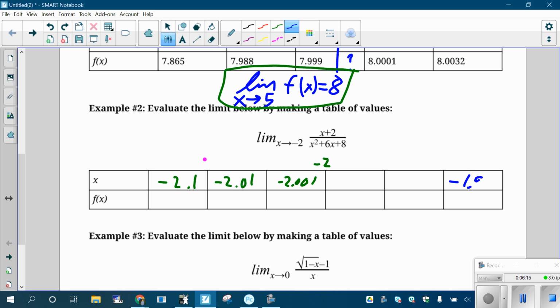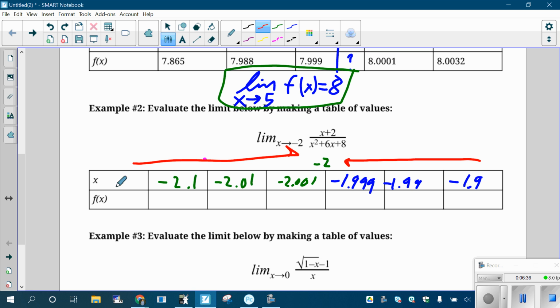-1.9, -1.99, -1.999. You don't have to use those values. But what you do have to do is make sure that you're picking x values that are approaching -2 from the right, from the left. Think about a number line, and I hope this makes sense.